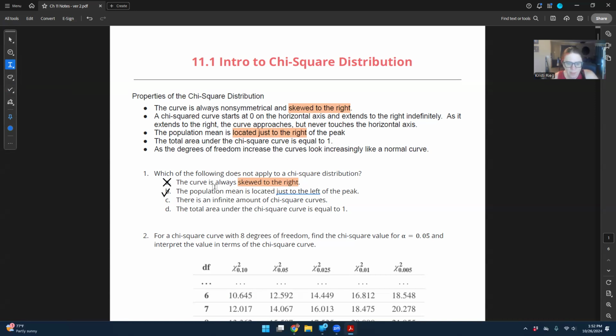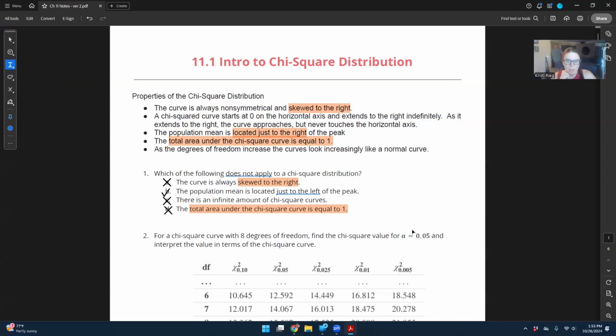All right, next up, there's an infinite amount of chi-squared curves. As we keep increasing the degrees of freedom, we have a different chi-squared curve. And then finally, the total area under a chi-squared curve is equal to 1. That is also true about this. So that can't be the answer for something that says does not apply.